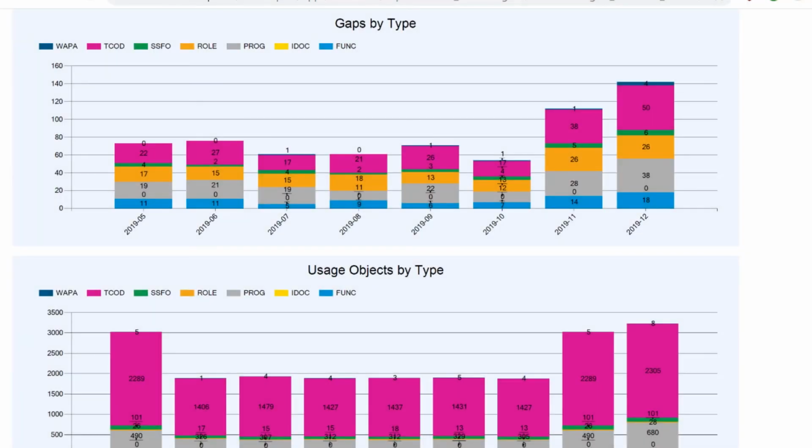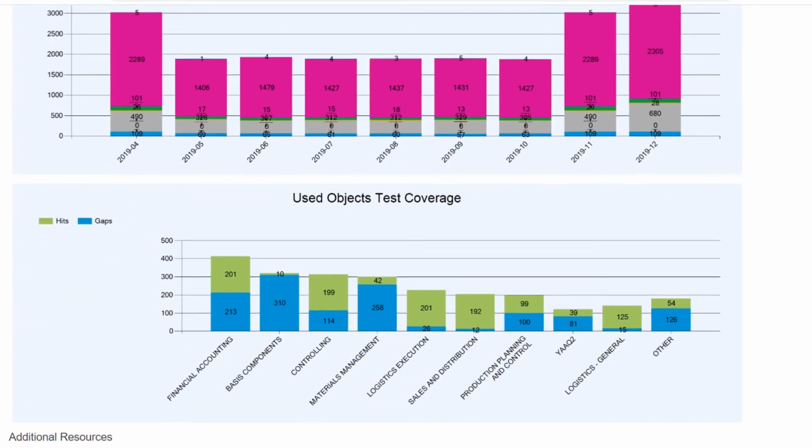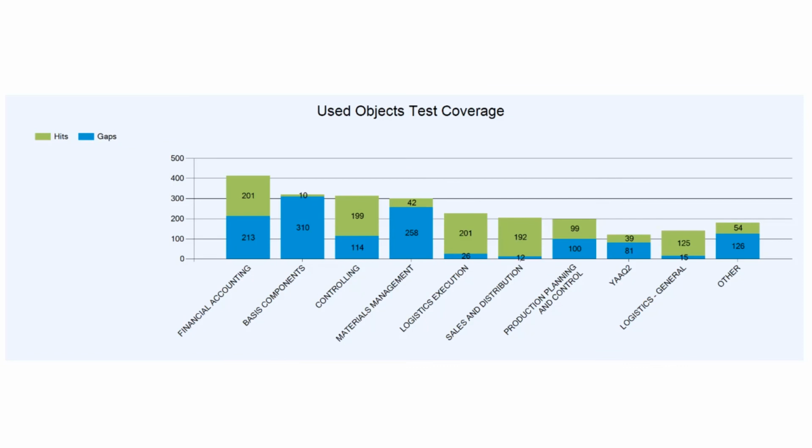The other charts track gaps by SAP object types. They include transactions, Fiori web apps, and APIs. The last chart groups used objects in SAP by application area. Now you know how to use the Smart Insight dashboard to get a more comprehensive look at your SAP system under test.